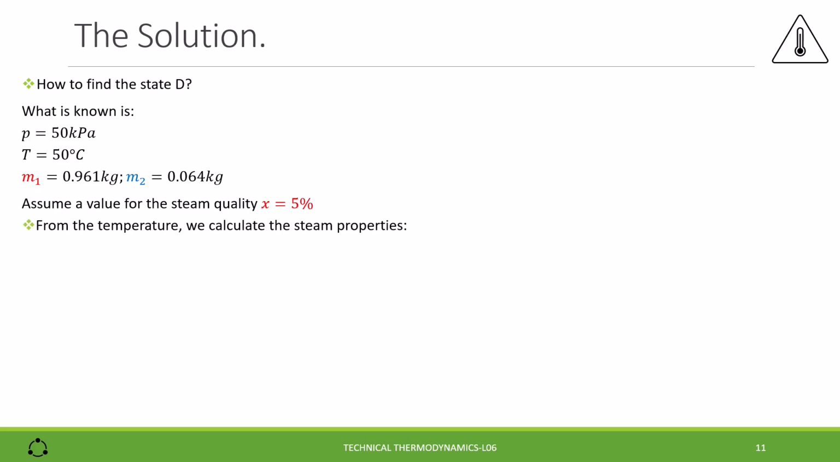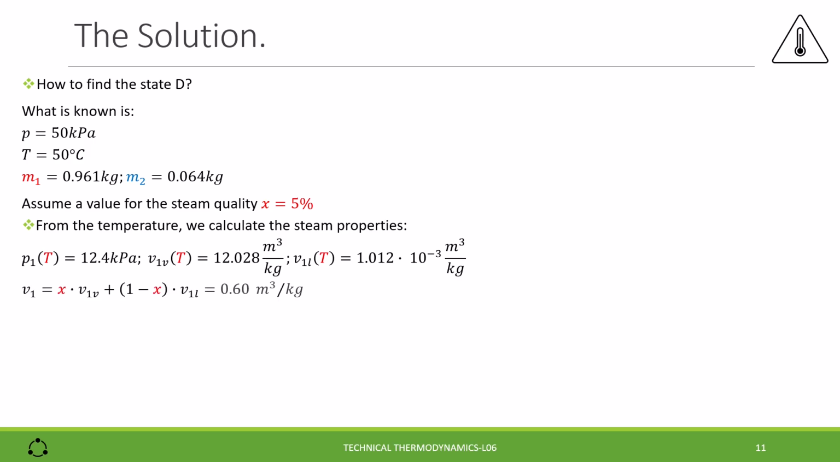From the temperature, we calculate the steam properties: pressure of the steam, specific volume of the liquid, and specific volume of the vapor. Then with this formula, we calculate the specific volume of the steam and the total volume as a product of the mass of the steam and its specific volume. We find 0.58 cubic meter.